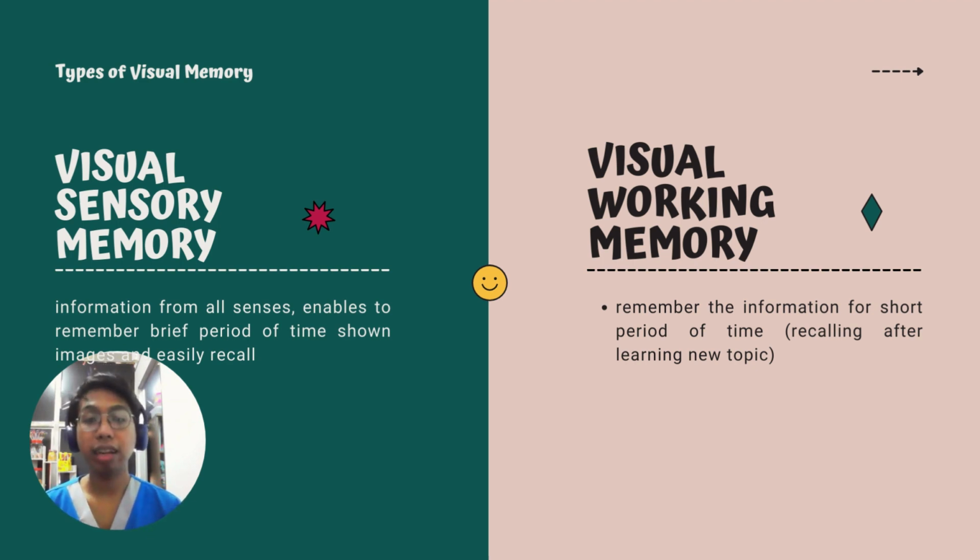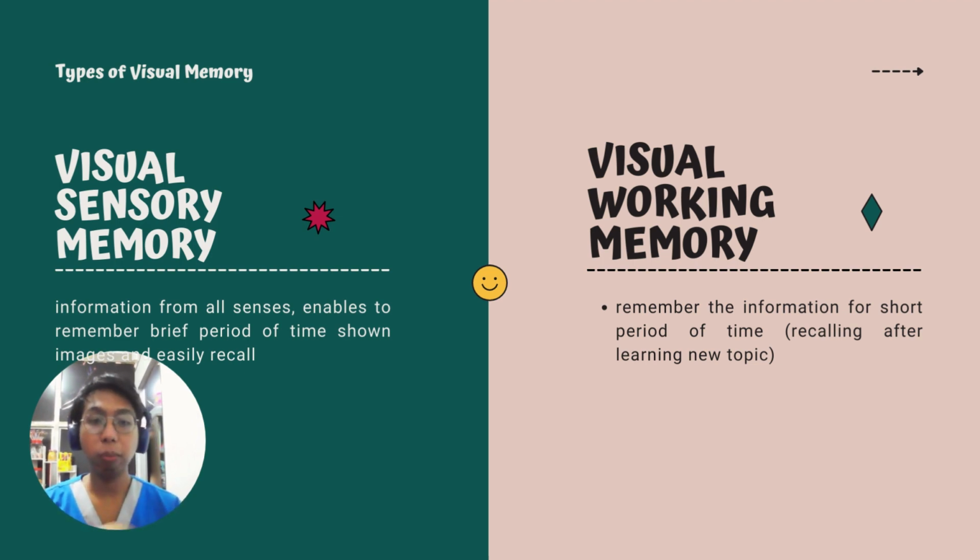Information from all senses enables us to remember for a brief period of time, and what is shown immediately is easily recalled. In other words, when it comes to sensory input like touches and smells, it's easier for us to remember what we have seen. For example, I saw durian and I remember how it smells like. And even after that moment, I can recall it as many times as possible. I remember I saw this durian because of the smell. It was such a strong smell. It makes me remember the color yellow, bright yellow, and that's an example of visual sensory memory.